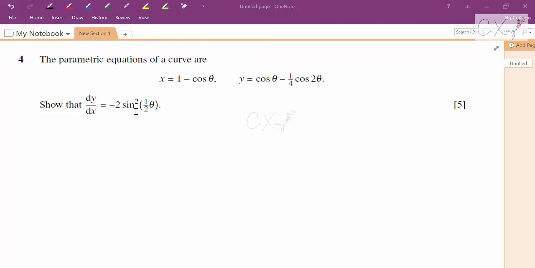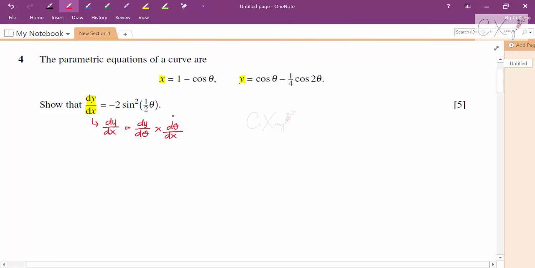To get dy dx from a parametric equation, generally what we need to do is apply differentiation separately for the equation of x and the equation of y, and after that we apply the chain rule. To get dy dx, you use dy over d theta multiplied by d theta over dx.